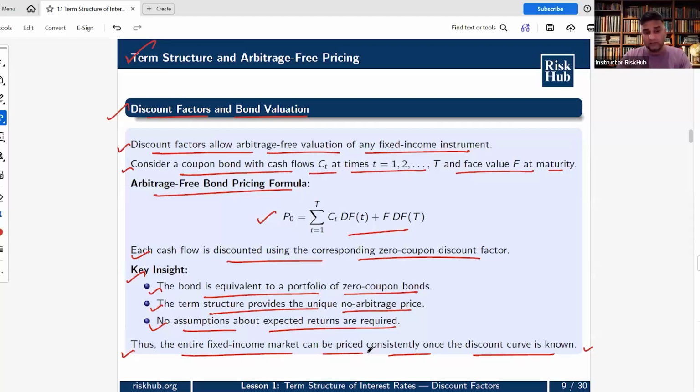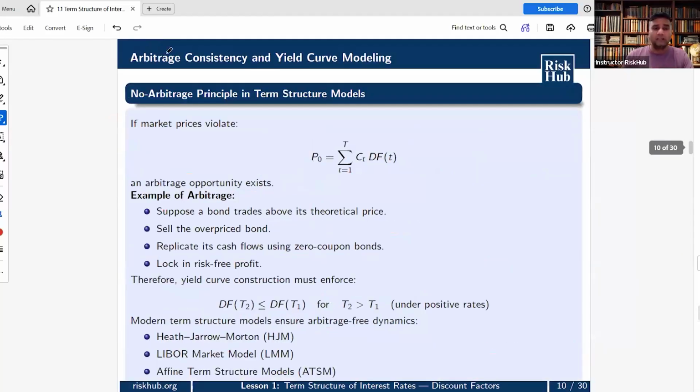Where to use this: it is a present value engine on every fixed income book, right? Risk numbers are computed by shifting the discount factor and recomputing P naught. Then we go to the next one, which is arbitrage consistency and yield curve modeling. The no-arbitrage principle in terms of a model.